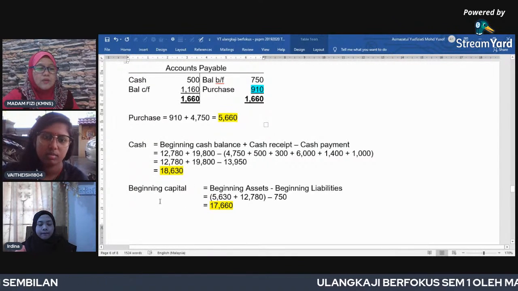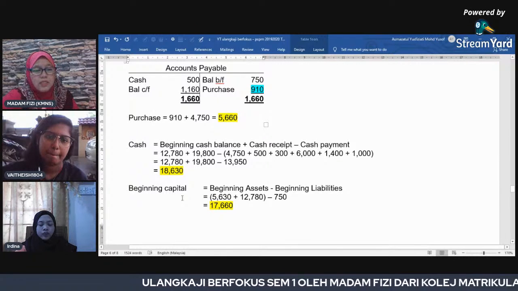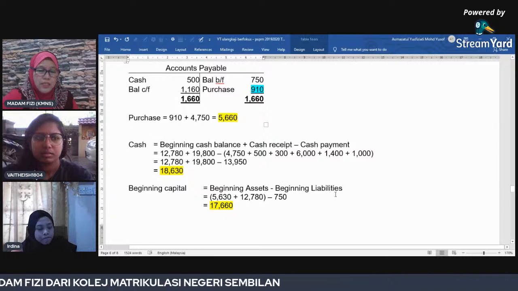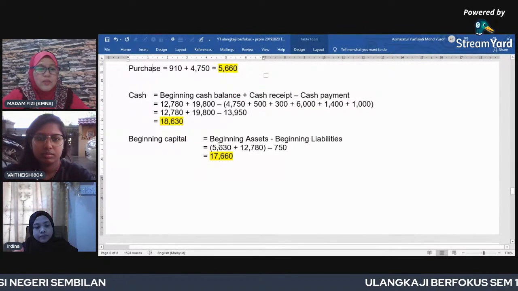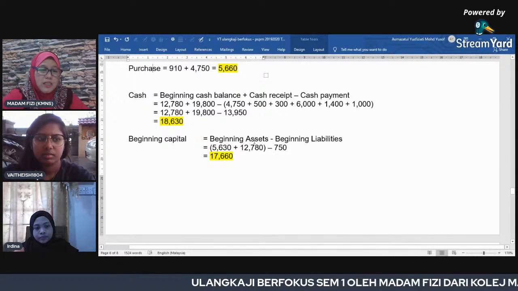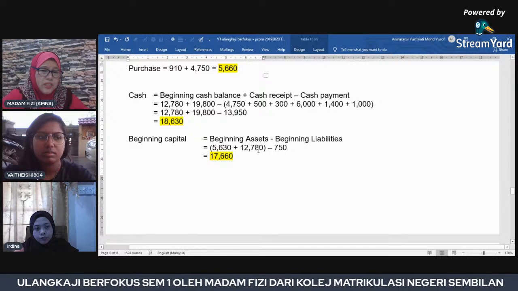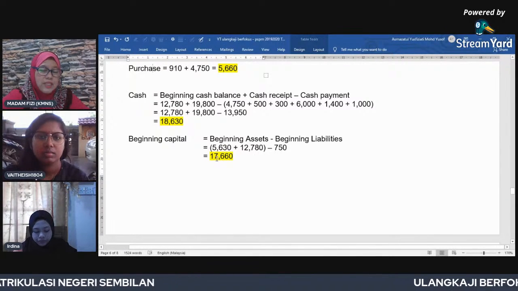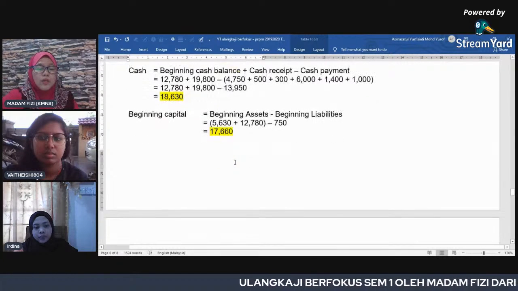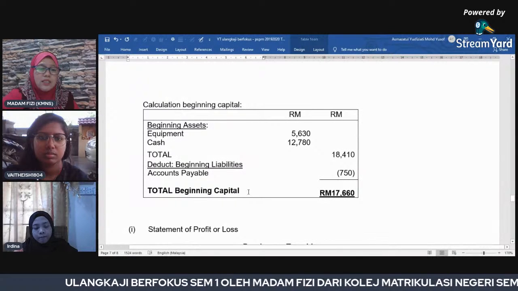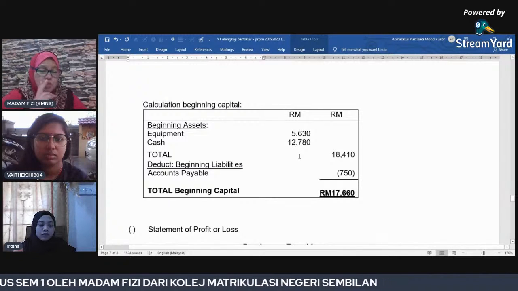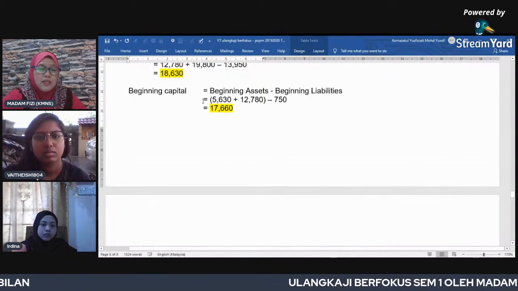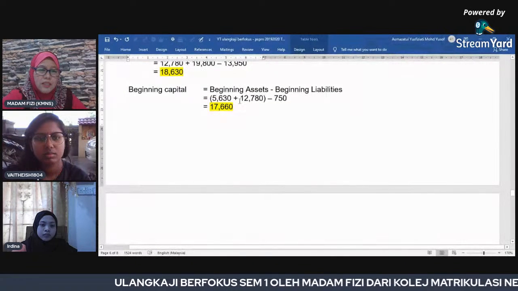One more, you have to find out the beginning capital because it doesn't mention the beginning capital. So beginning capital equals to beginning asset minus beginning liabilities. This one you can get from the question. The beginning asset, 5630 plus 12780, minus beginning liabilities is 750. So you get 17,660. This is the calculation for details. But if you are short of time, you don't have to calculate the detail like this. You can calculate simple like this.